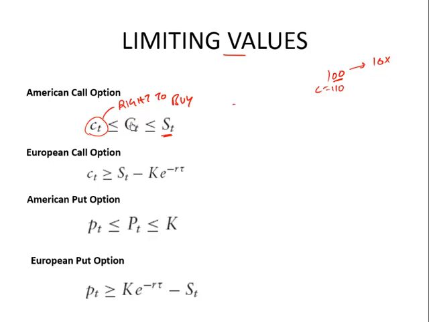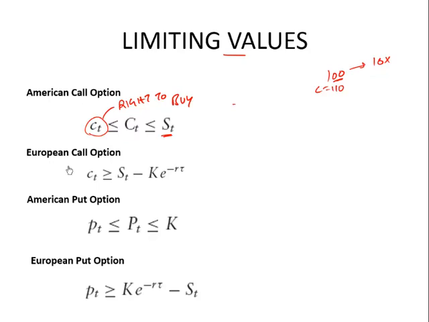Price of an American call option, or rather price of any call option, can never be more than the current spot price because I will otherwise just rather buy the stock. Price of an American call option, that is capital C, will always be greater than or equal to the price of a European call option because there is an added feature that you can exercise whenever you like. Otherwise, they're both the same.